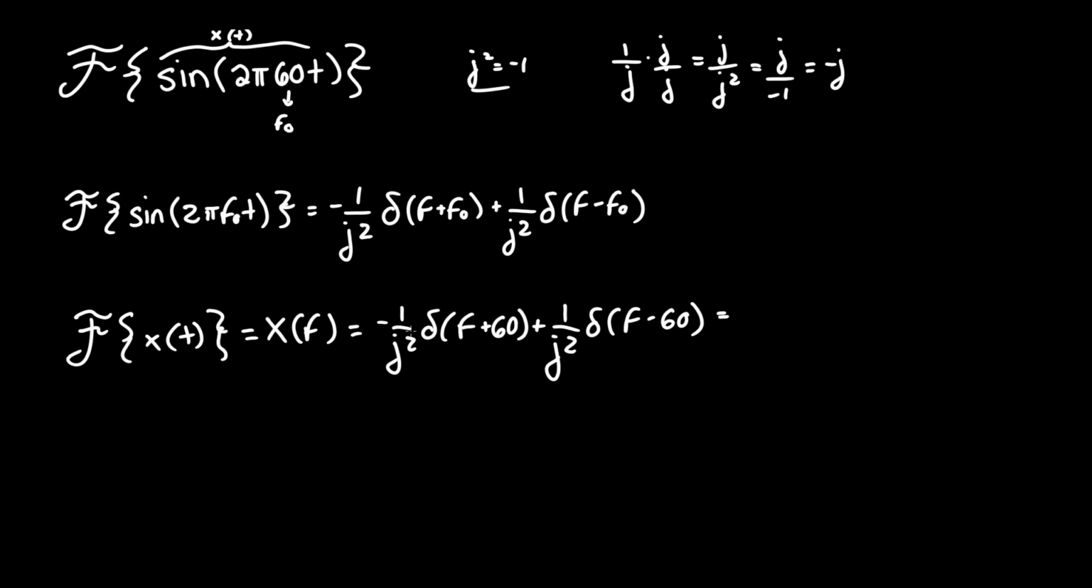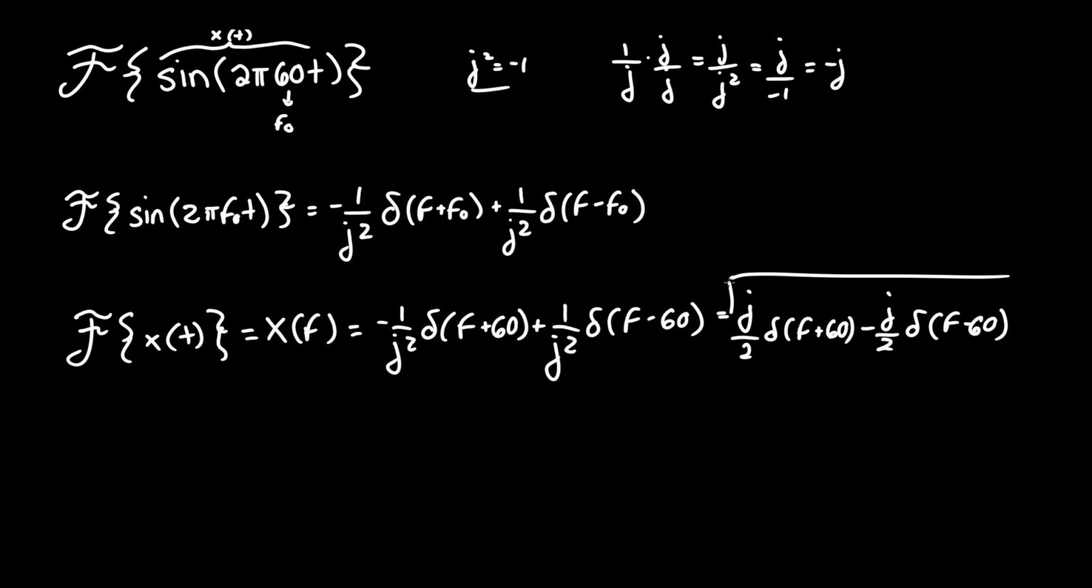Plugging that in, we put in a -j for 1 over j. So that'd be a double negative, turning into positive j over 2 δ(f + 60), now minus j over 2 δ(f - 60). And this is the final answer, where the δs are the unit impulses occurring at f equals -60 and plus 60 respectively.